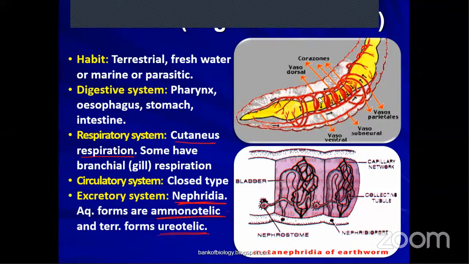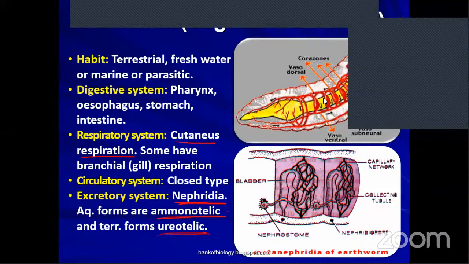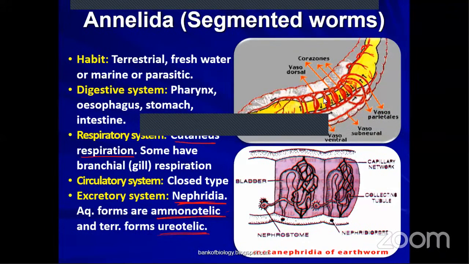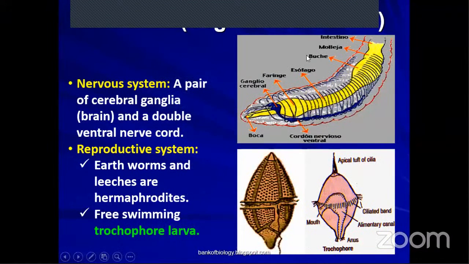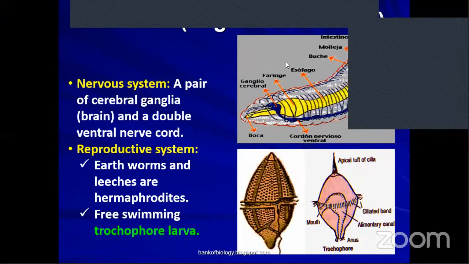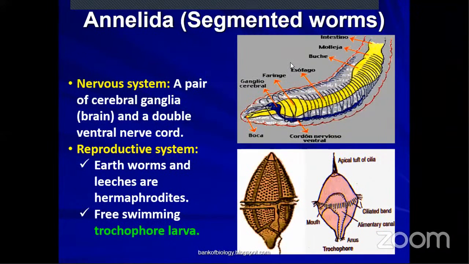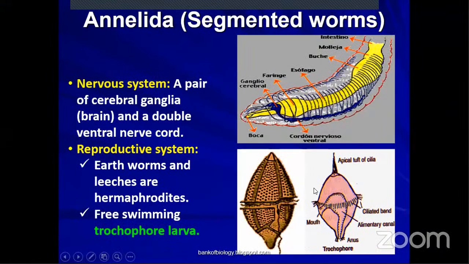So all of you, did you take it down? Okay. Now we go to the next part. So next part, the nervous system. The nervous system has paired cerebral ganglia and a double ventral nerve cord. So just like a ladder. Cerebral ganglia means all the nerves are aggregated there to form a structure which is called the cerebral ganglia.